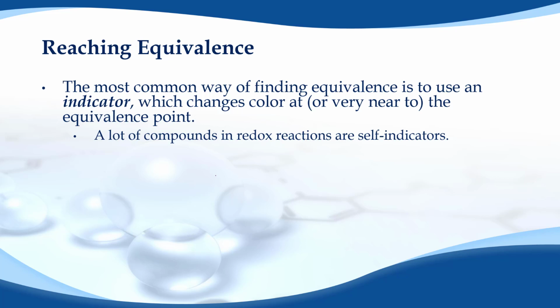A lot of redox compounds actually have their own self-indicator. For example, permanganate. The permanganate ion is purple. But when you undergo the redox reaction to turn it into Mn2+, that purple color will go away. It will become clear for a second, and then it will start turning a very light brownish color. So that's the most common way of figuring out when you've reached equivalence, is just using an indicator.